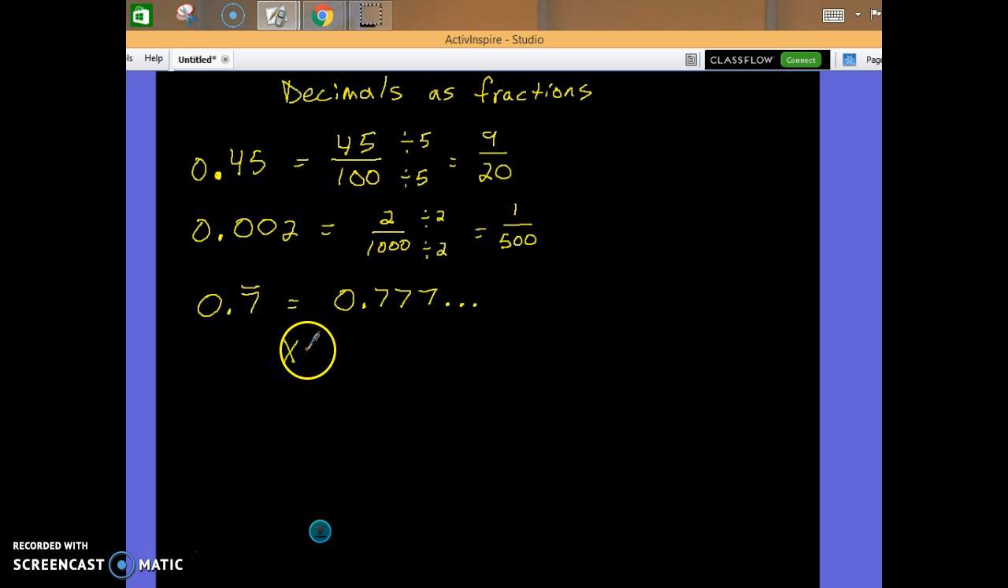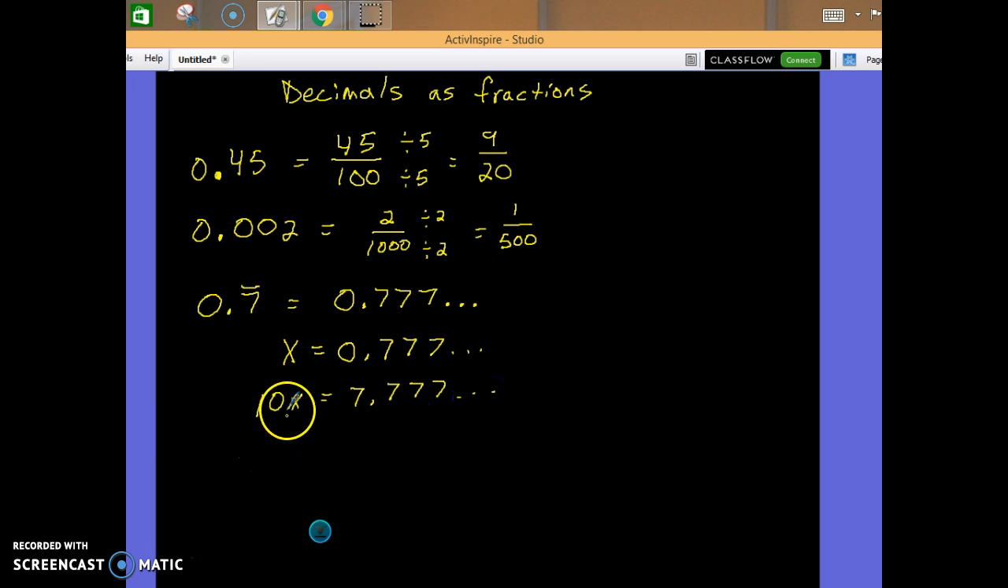I'm going to give a variable and say that x is this repeating decimal, 0.7 repeating, 777, keeps going on forever. Then I'm going to multiply both of these things by 10. So 10x equals 7.777, and it keeps going on forever.